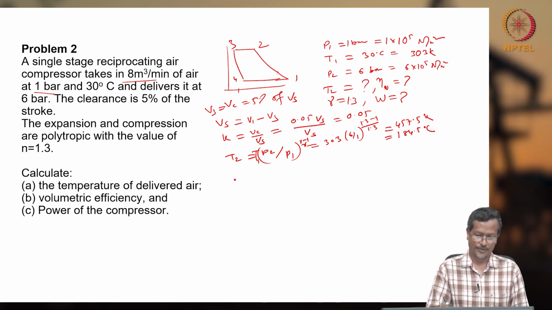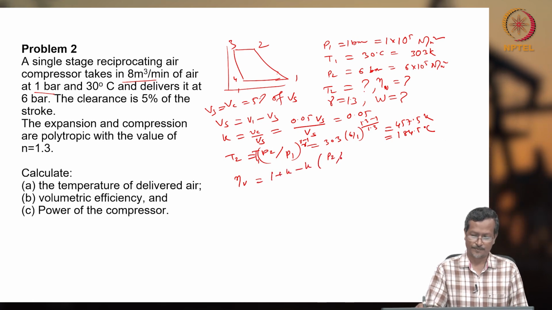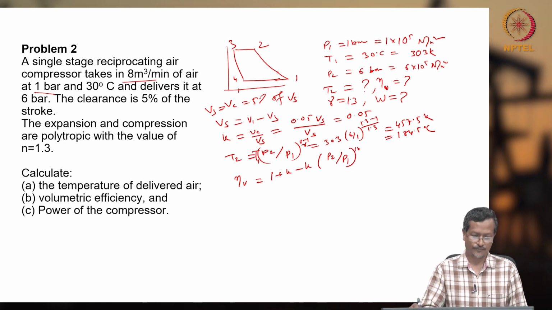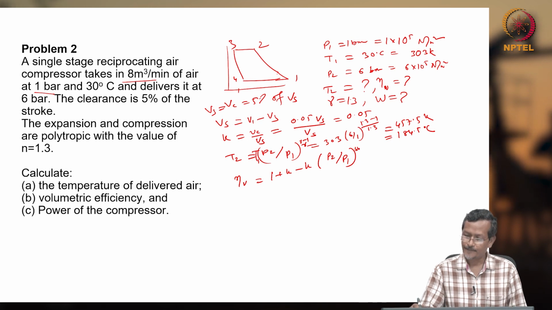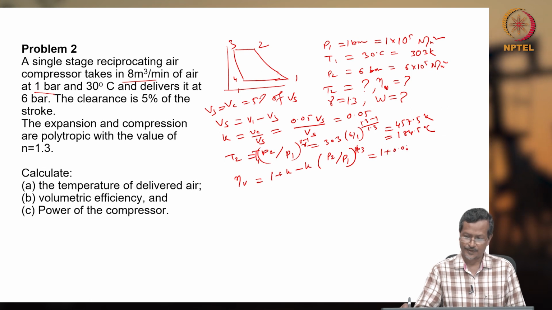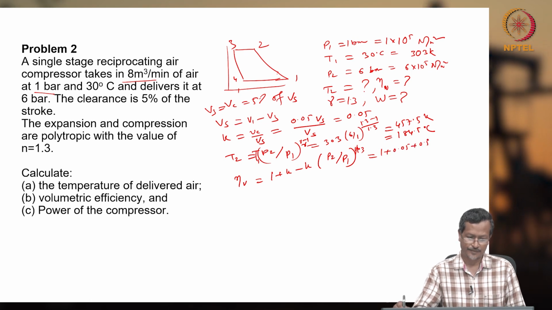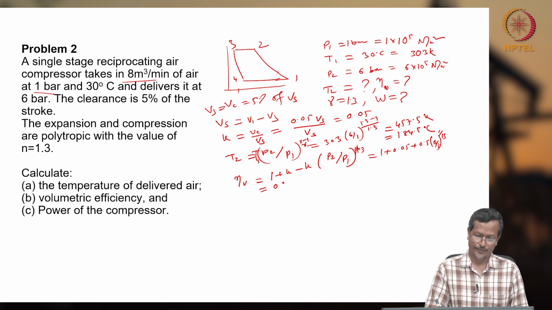Now eta V, one formula is there: 1 plus K minus K (P2 by P1) to the power 1 by 1.3. So 1 plus 0.05 minus 0.05 (6 by 1) to the power 1 by 1.3, so it is giving 0.85 or 85%.